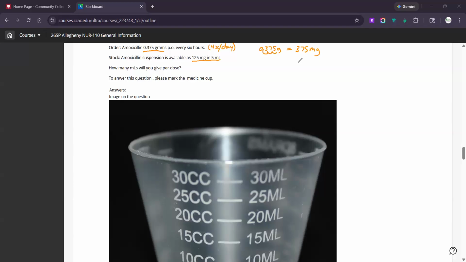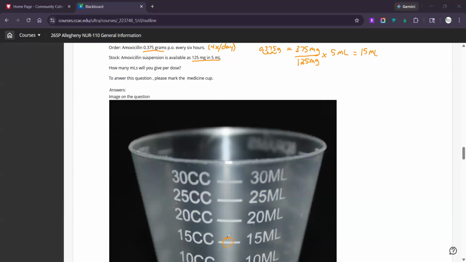All right, so you're just going to hear me talking math. You're going to take the 375 milligrams, which is your order, over your available 125 milligrams, and then multiply by your quantity, which is the 5 ml. Then 375 divided by 125 is 3, times 5 is 15. So 15 ml. And then you would mark your cup.